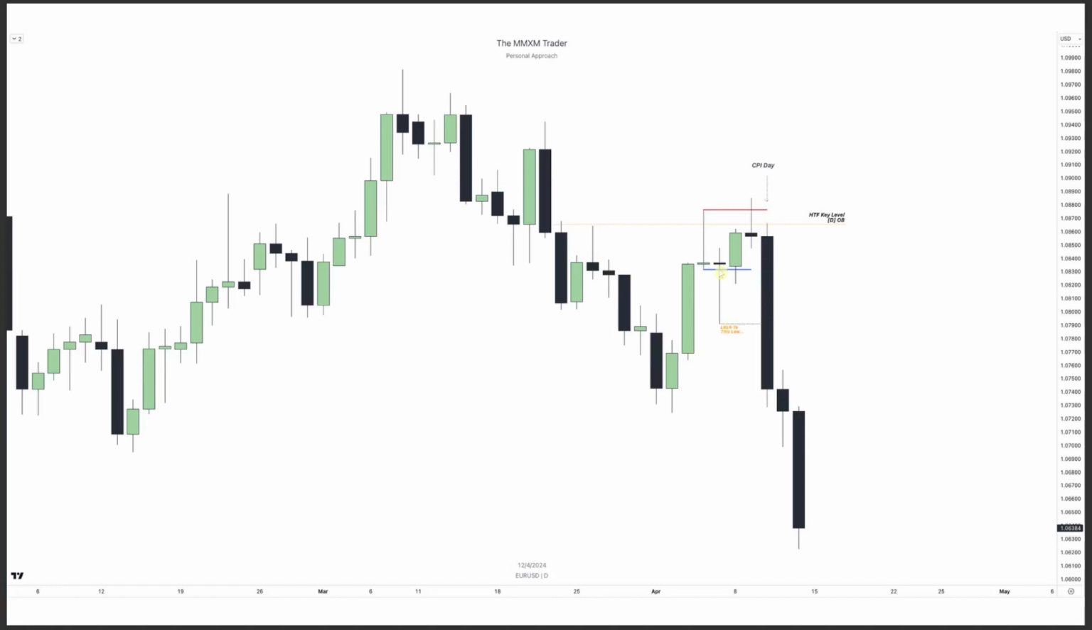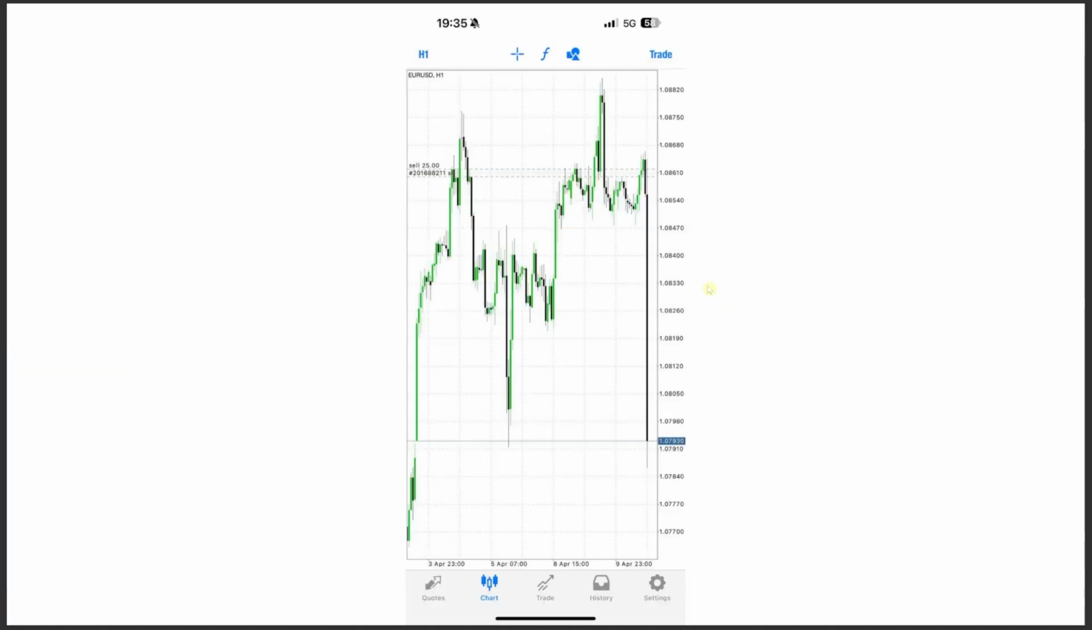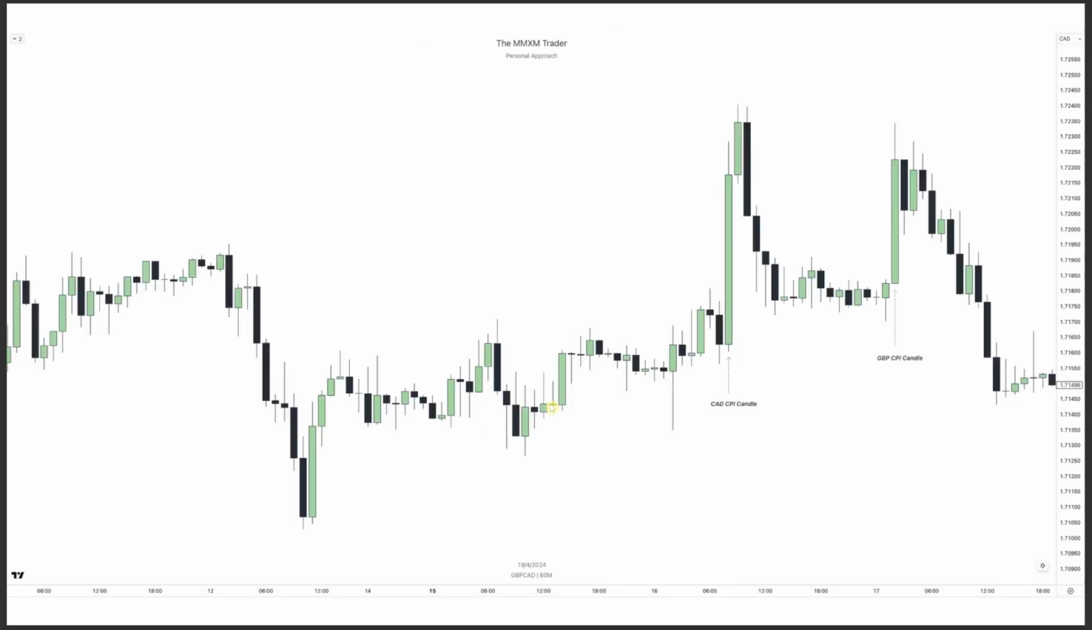And this was on CPI as well. So over here we've got an execution as well that the MMXM trader took, and we can see that CPI candle delivering massively. So we're gonna go over a few more CPI examples because the double purge happens before those CPI releases, and we're gonna go over how that looks.